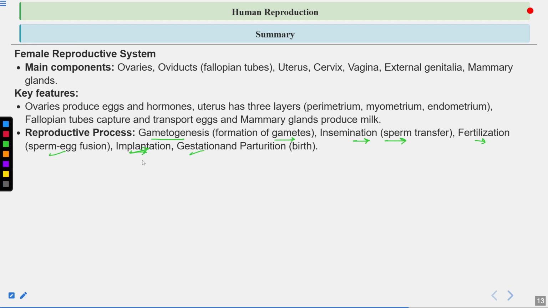Then gestation, which is 9 months in humans, during which fetal development occurs, and then comes the birth of the child, or childbirth, which is known as parturition. So you should remember all of these scientific terms. They can ask you in the exam, what is the correct sequence of the reproductive process? So this is the correct sequence here.